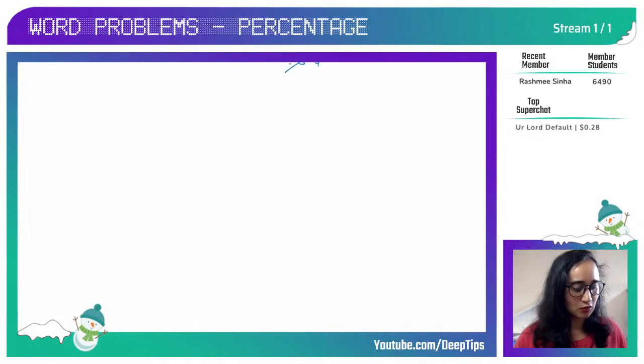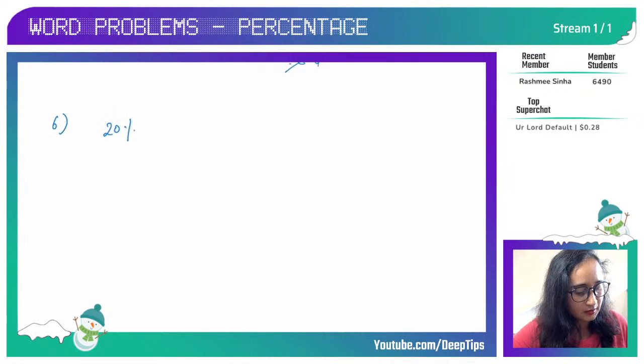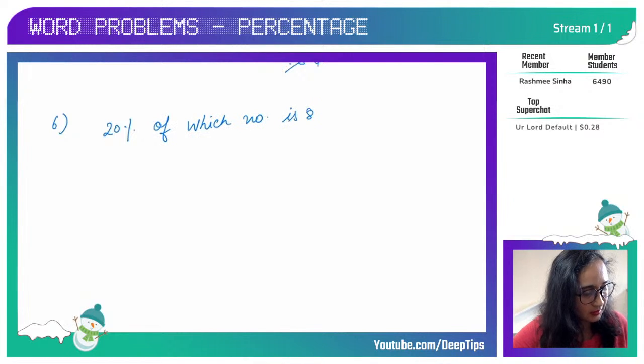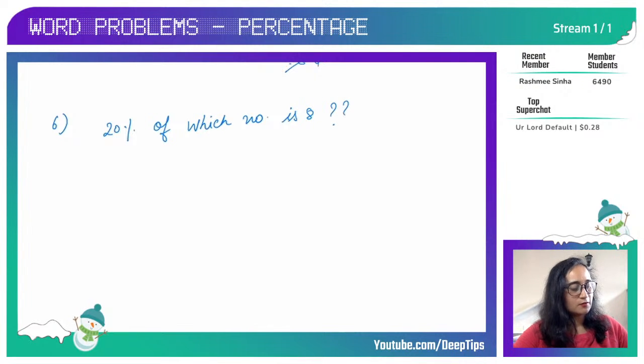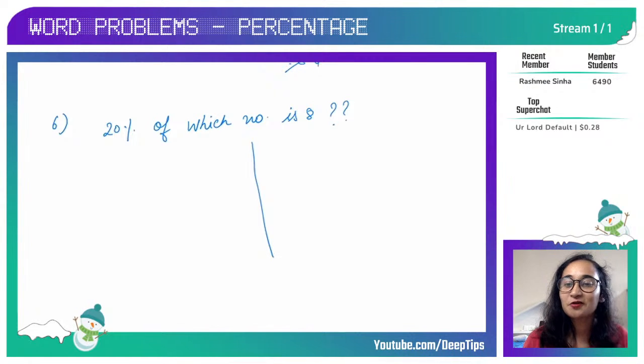Okay, so my sixth question is: 20% of which number is 8? So this is a very simple question that comes in exam for 2 marks, but children get really confused in this. So I have two easier ways to solve this question. One is X method, means using a variable, and other is our favorite unitary method. So first let's solve it with X method. That I know most of you know, but let's do it.